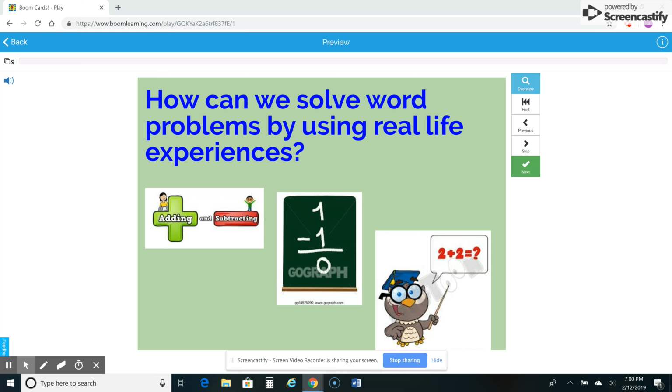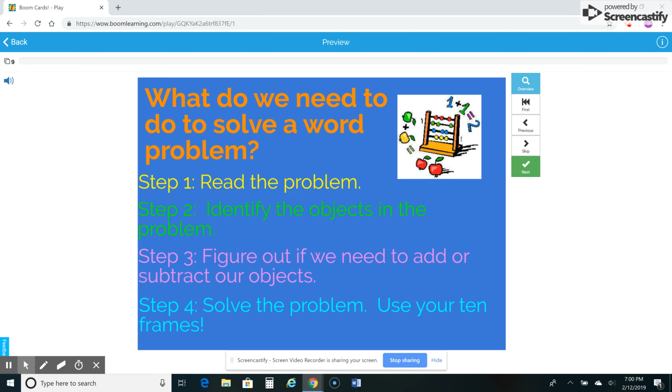Our first page has the question, how can we solve word problems by using real life experiences, and I added a couple of pictures here. Our next page has the question, what do we need to do to solve a word problem? Step 1, we read the problem. Step 2, we identify the objects in the problem. Step 3, we figure out if we need to add or subtract our objects. And step 4, we solve the problem and use our 10 frames.